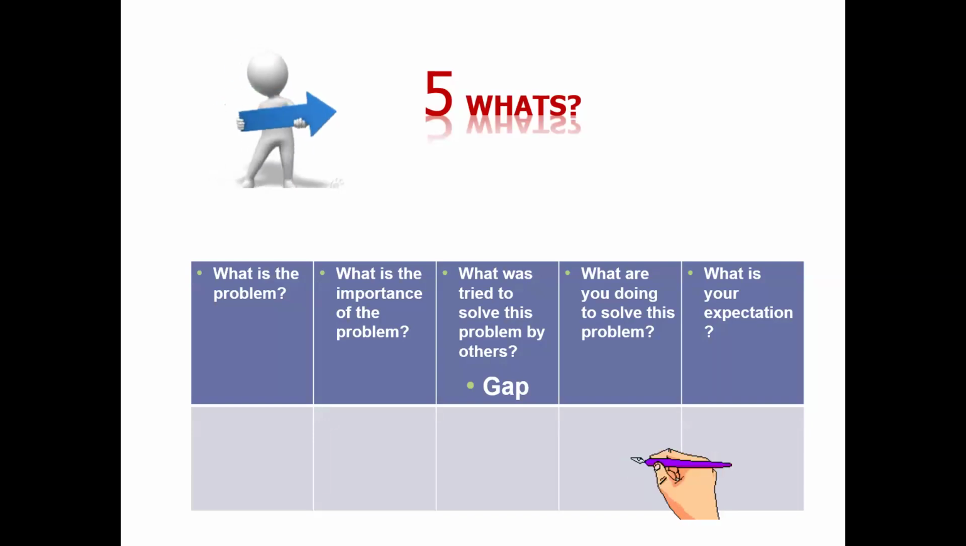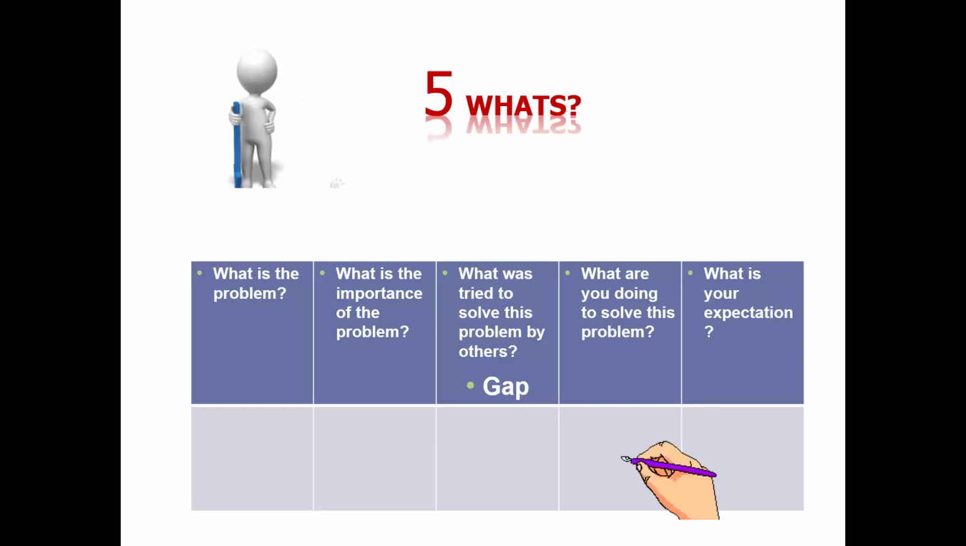Number one, what is the problem? And number 2, to explain what is the importance of this problem. That's why I made this research on this problem, because it is important. Number 3, what was tried before to solve the problem by others. And this is called the gap. Others did some studies on this problem specifically, but there are many gaps or one gap. So I'm going to bridge this gap.